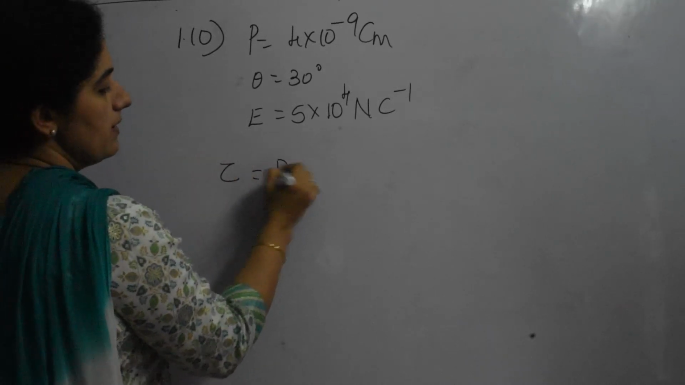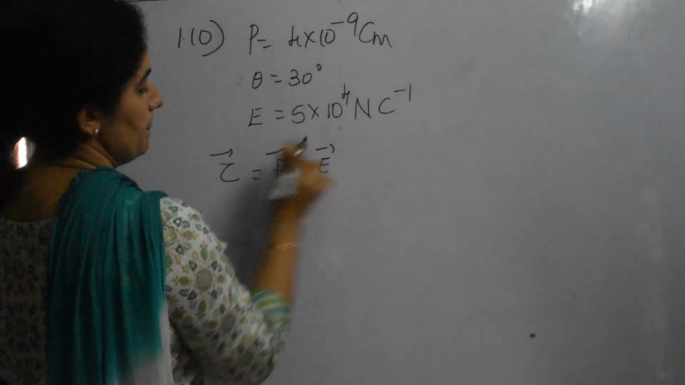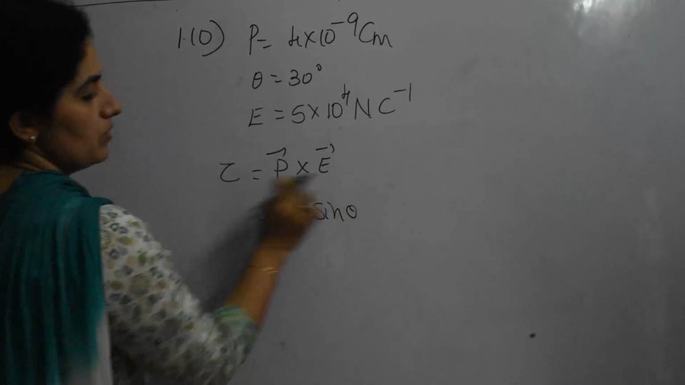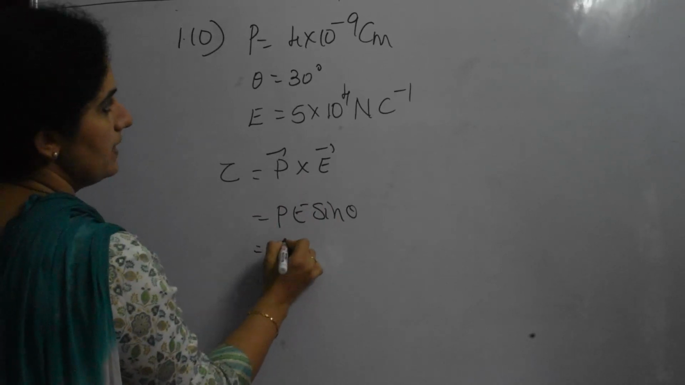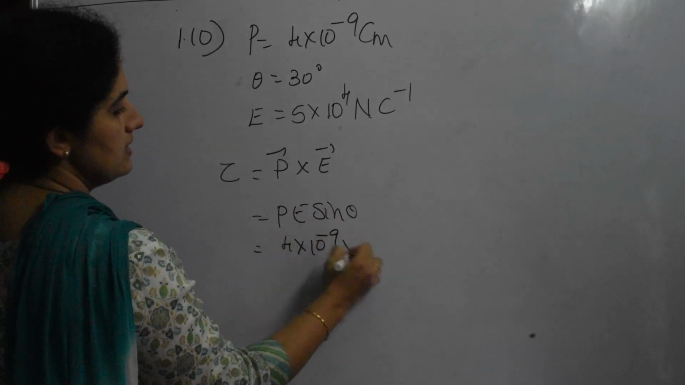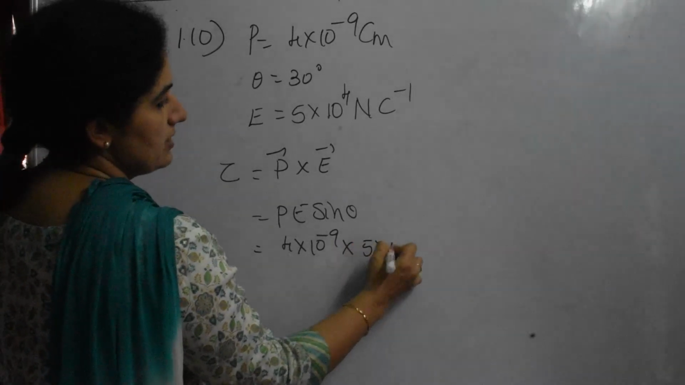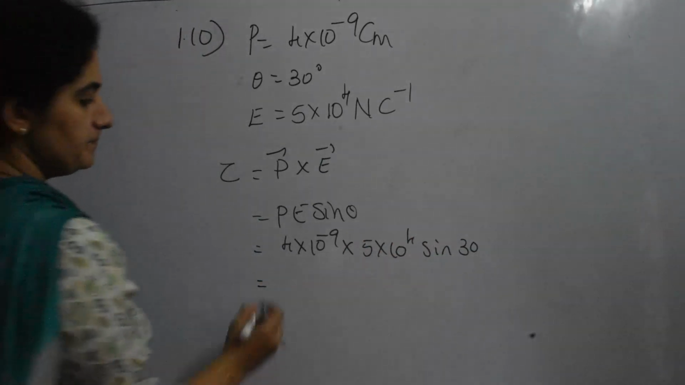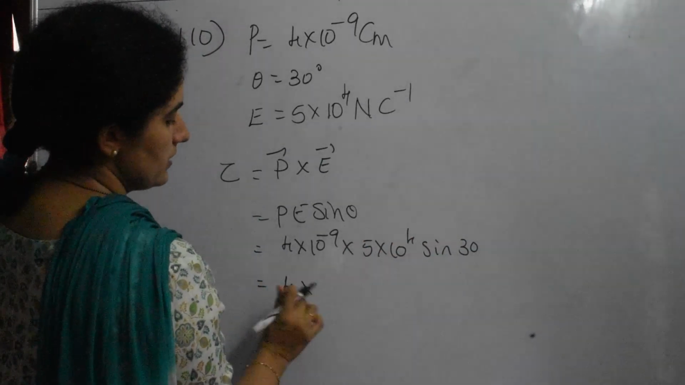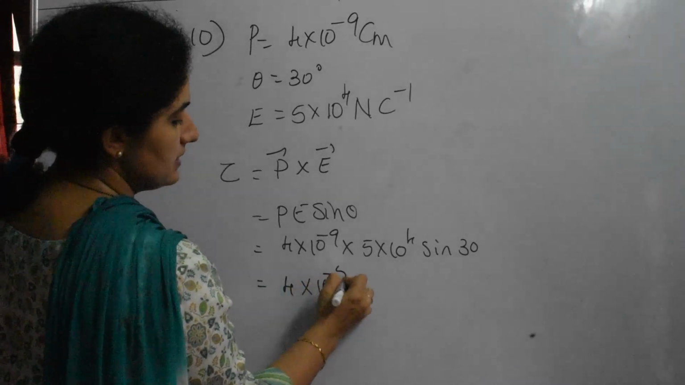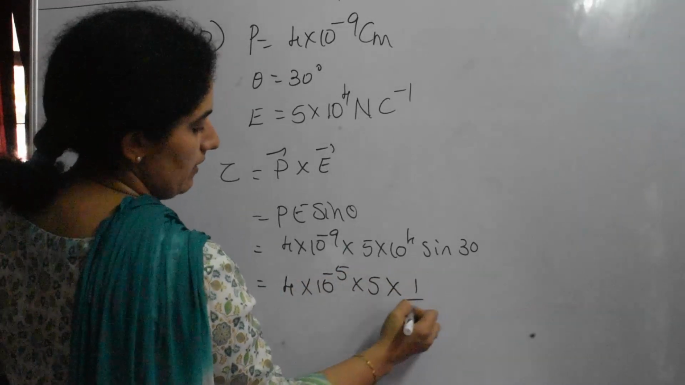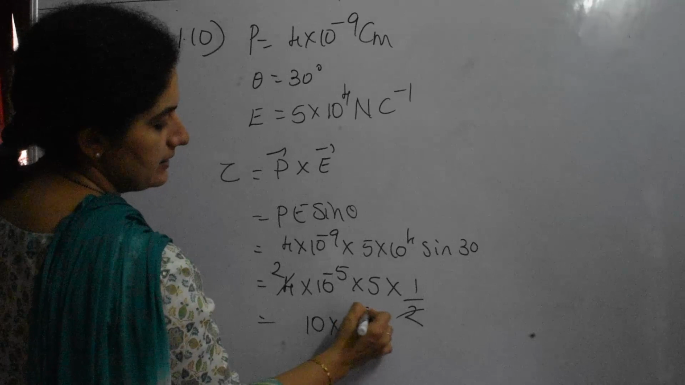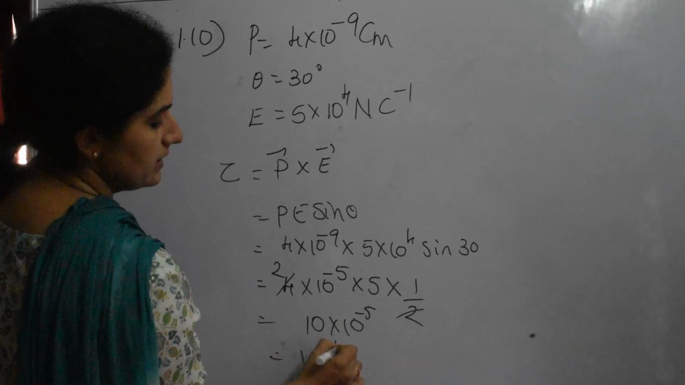Torque tau is equal to P cross E. So it is PE sin theta, product of two vectors. P is nothing but 4 into 10 to the power minus 9 into E is 5 into 10 to the power 4 into sin 30. Sin 30 is half. 4 into 10 to the power minus 5 into 5 into half. 10 into 10 to the power minus 5. So it is 10 to the power minus 4.